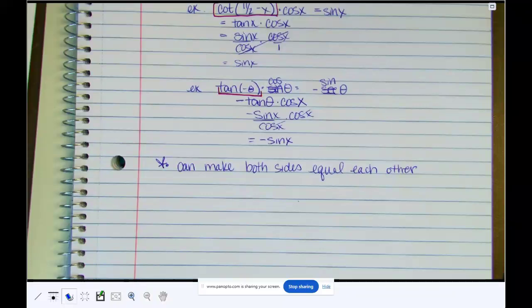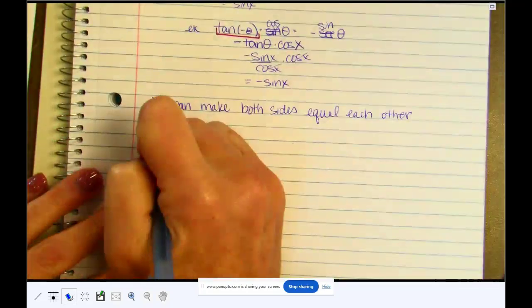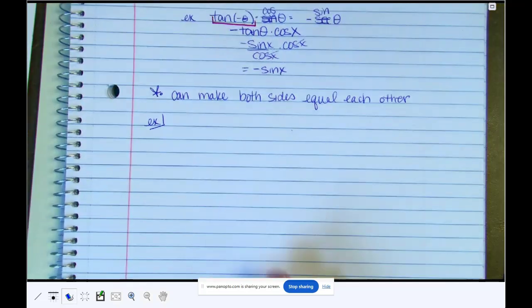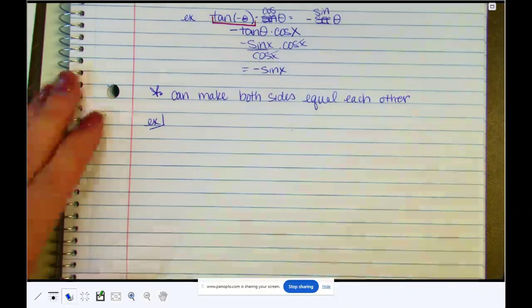Okay, so here we go. Let's start some examples. We have a lot of strategies now. So as we do these, I'm going to just point out what strategies we're using so that you can look back and be like, oh yeah, I see that. Let's do this one. I like this one. I'm a fan.